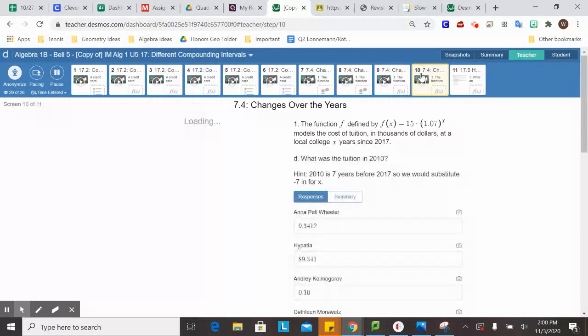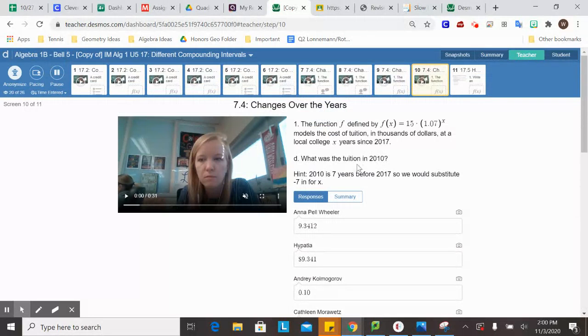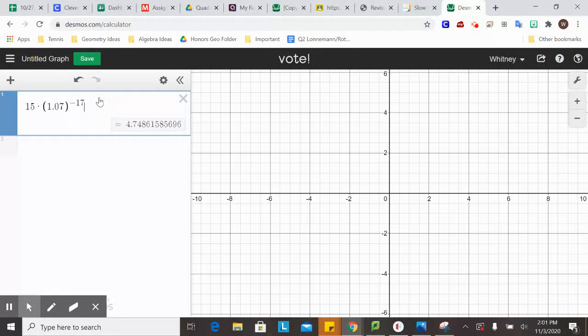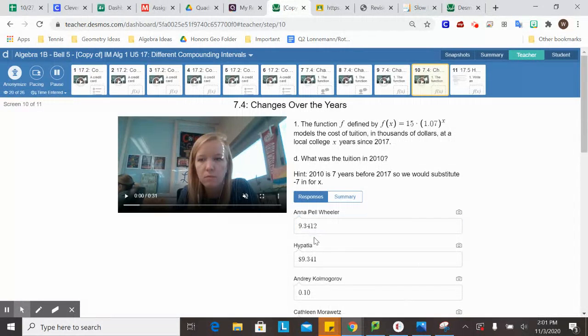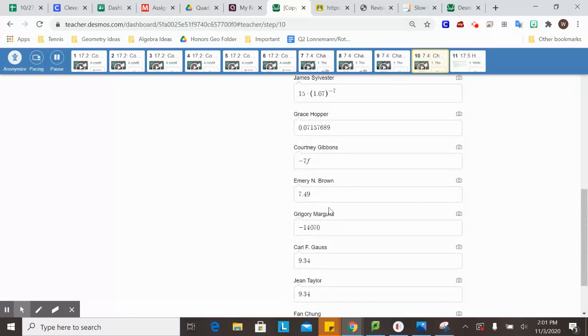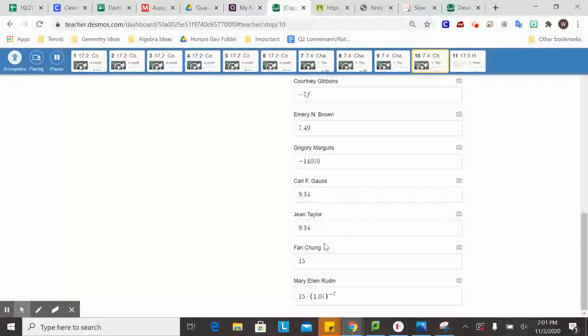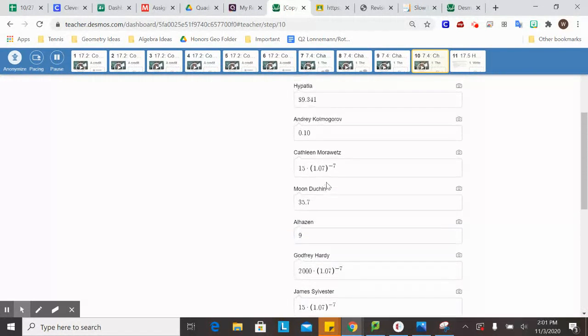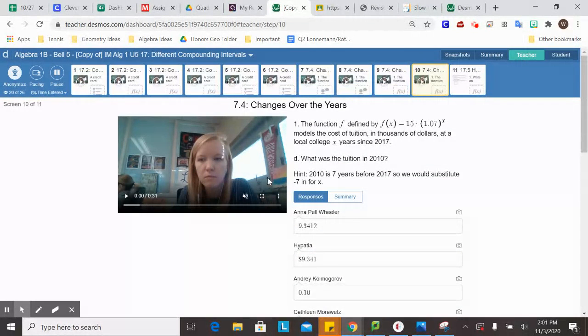Okay, flip to this one. Now what was the tuition in 2010? Well, 2010 is 7 years before 2017, so we put in negative 7 for x. So I go back to Desmos. Instead of having negative 17, I'd have negative 7. And that's where the 9.34 comes from, right here. The first couple answers are good, but remember it's in the thousands. So it'd be 9,340. So a lot of us are understanding it. Make sure you are watching the little videos, please.